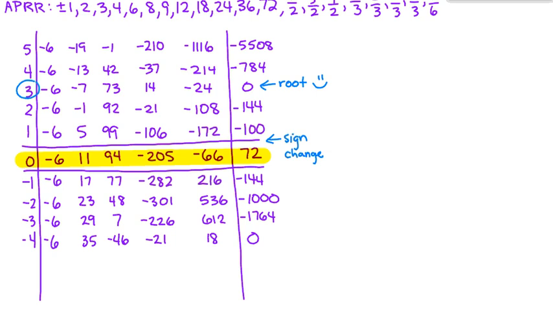Now, I went a row beyond 3. I did the 4 row, and there's something significant happening here, which I'm going to come back and talk about in just a minute. Also notice down here we have 72 and then we have negative 144, another sign change. So another root is happening somewhere between 0 and negative 1 because of the change from positive to negative. So there is a root between 0 and 1. There is a root between 0 and negative 1.